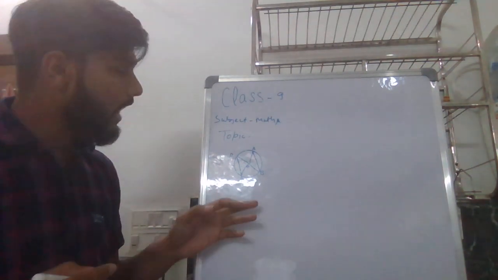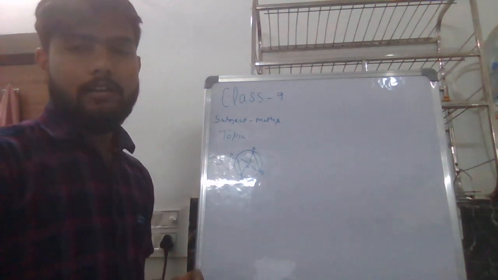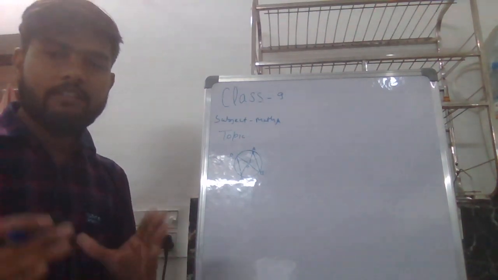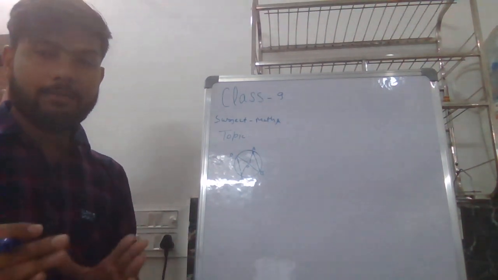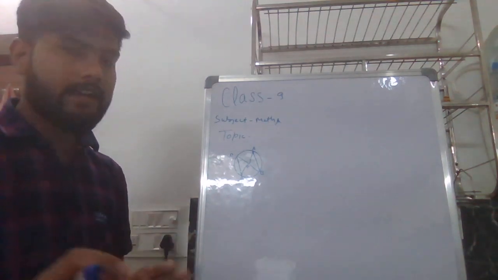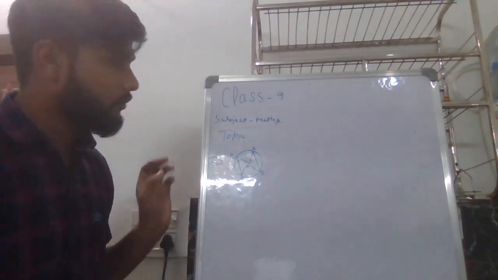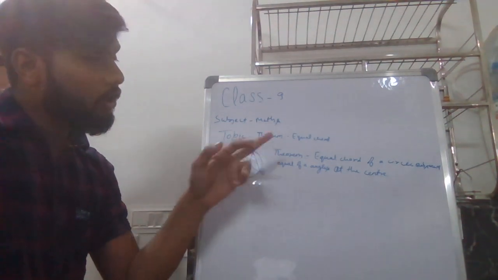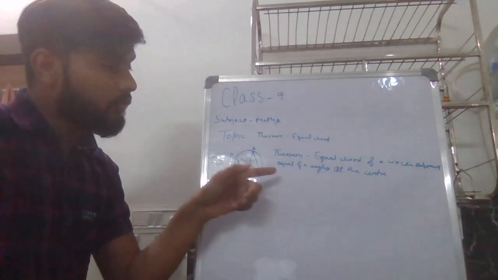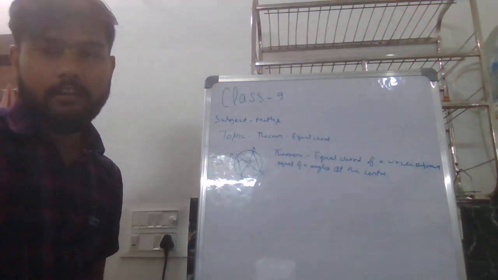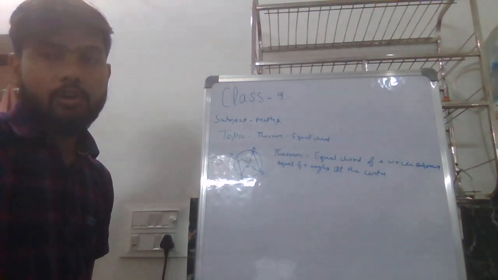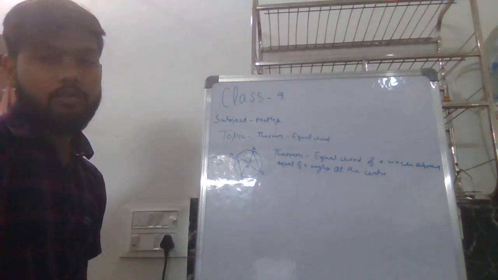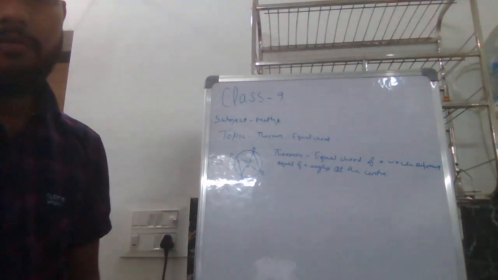Here I will write down the theorem. The theorem is: equal chords of a circle subtend equal angles at the center. I will write it over here. Now, after reading this statement, what do we do?